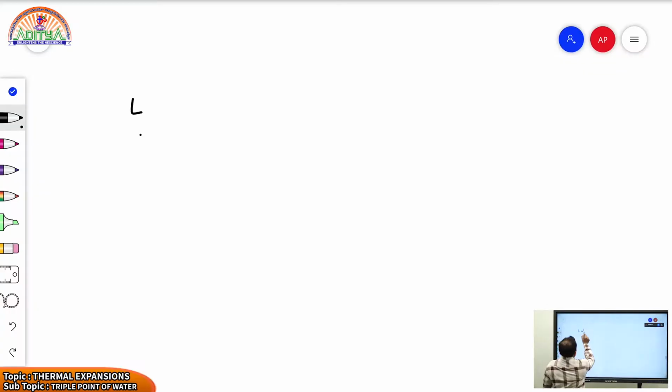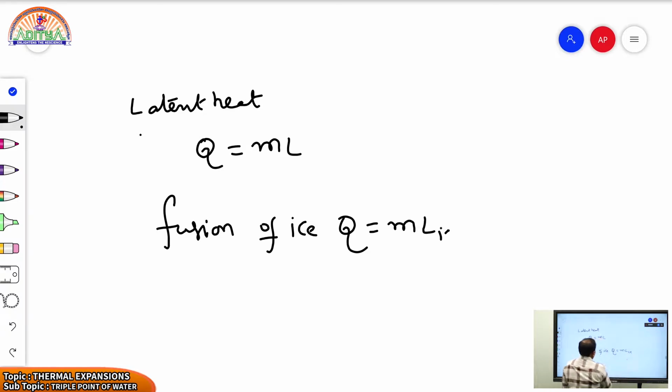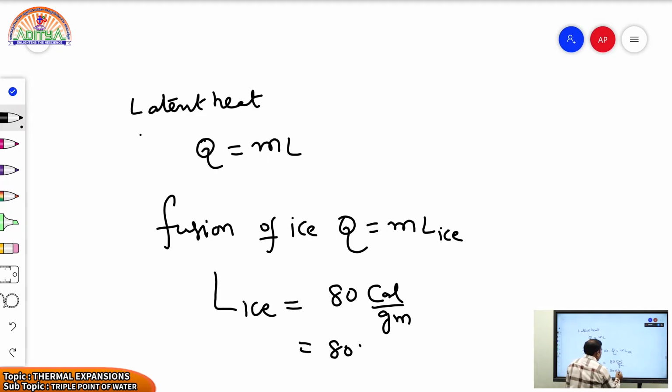Look, I said latent heat, and we write Q is equal to mL. If it is fusion of ice, we can write Q is equal to mL ice, where L ice is called latent heat of fusion of ice, and its value is equal to 80 calorie divided by gram, and 80 into 4200. Actually we have to write 4186, but roughly we are writing 4200 joule divided by kg.